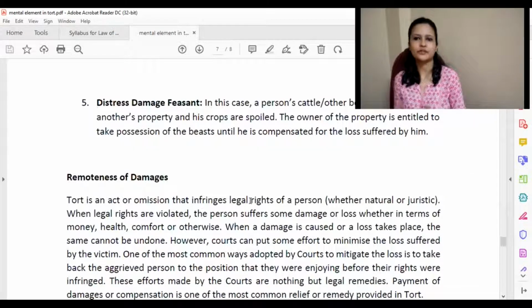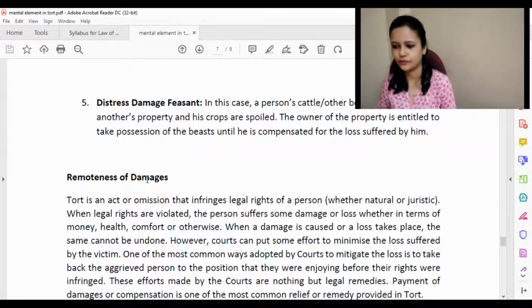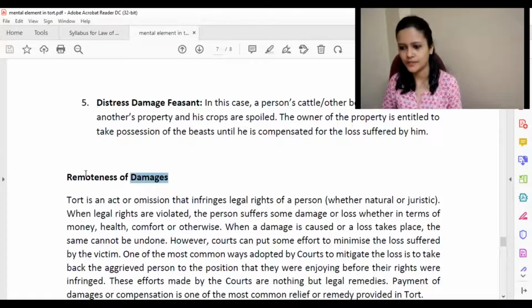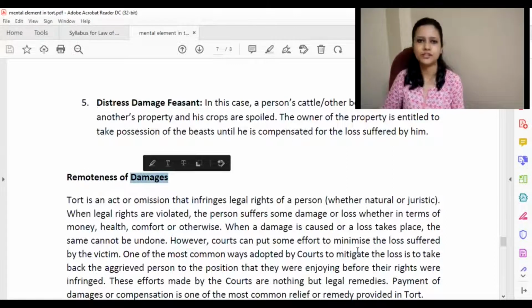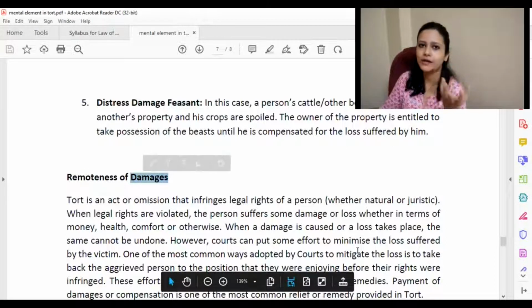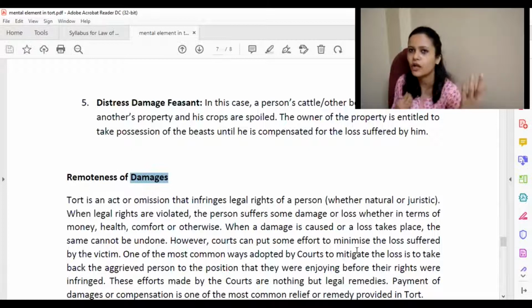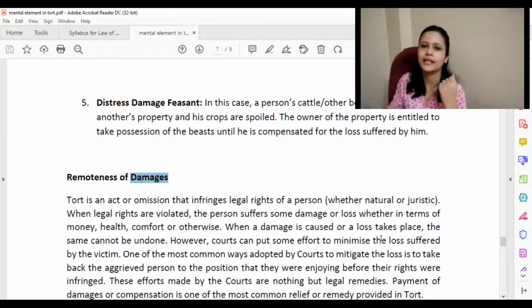Remoteness of damage means the damages we know, right? That payment of compensation to repair the loss or harm suffered. What is remoteness of damage? That means how far or how closely is the act or omission related to the loss suffered. Okay, for what all losses or damages we can ask for compensation.